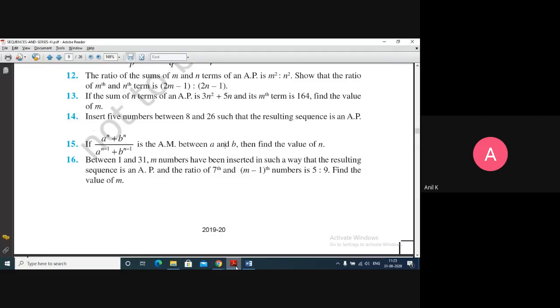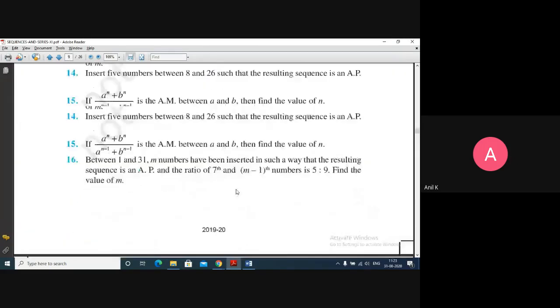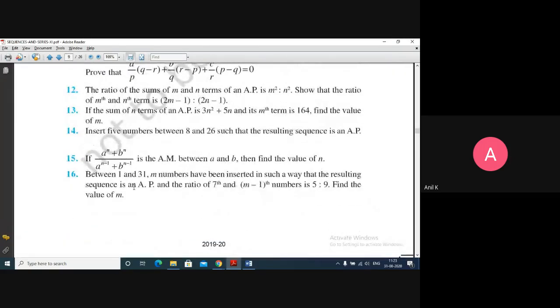Next, we go for the 16th question. How many questions do we have in this exercise, by the way? 17, 18. Okay, finished. Between 1 and 31, m numbers have been inserted in such a way that the resulting sequence is an AP. The ratio of the 7th and (m minus 1)th numbers is 5:9. What is the value of m?